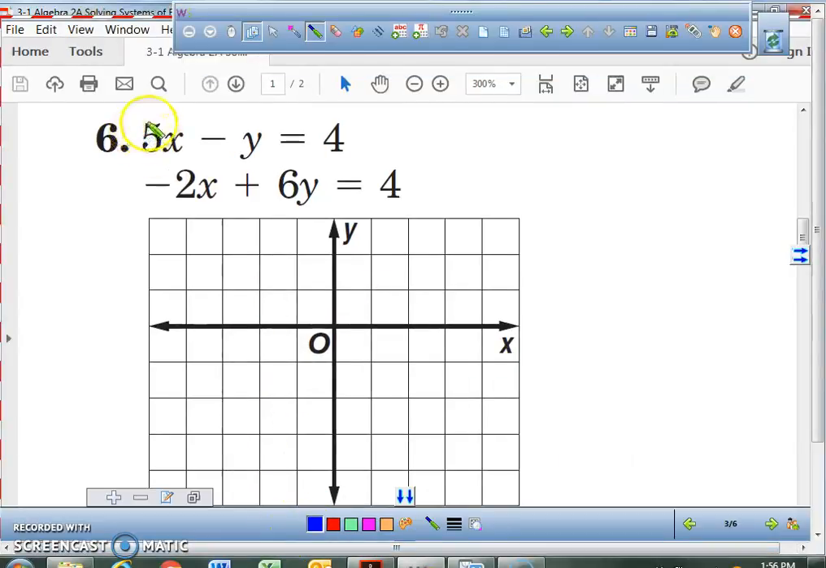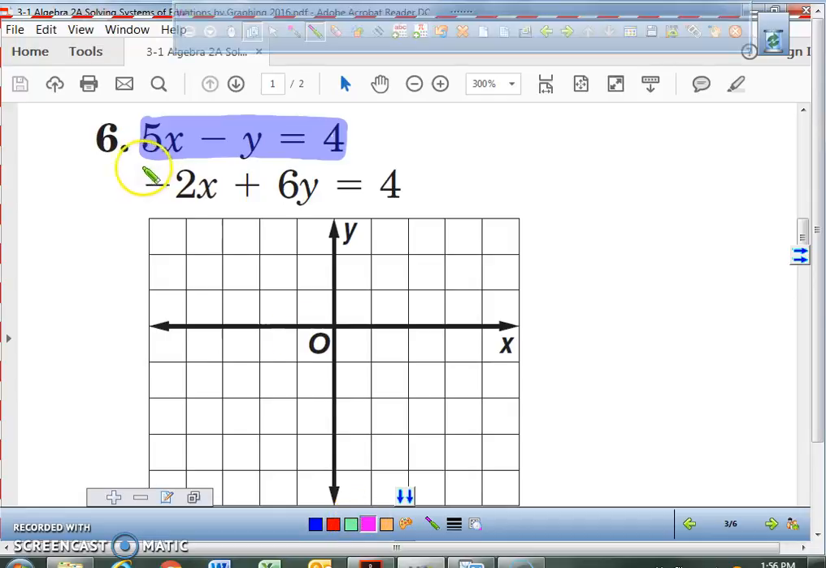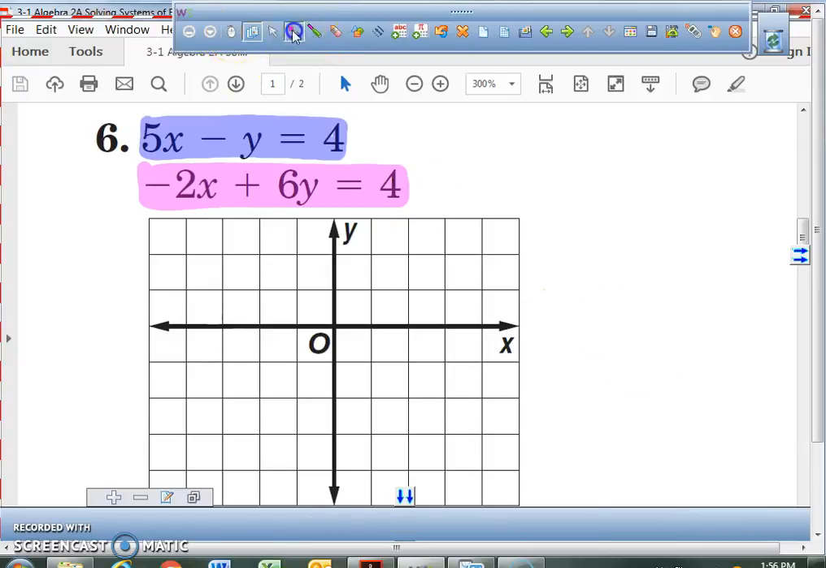Number 6 here. Continuing on with Chapter 3, Section 1, solving systems of equations by graphing. So I've got a blue equation, and I've got this awesome magenta equation. Now I'm going to solve these more traditionally, just changing things to y equals mx plus b. You'll notice that the blue equation is really, really close to y equals mx plus b.